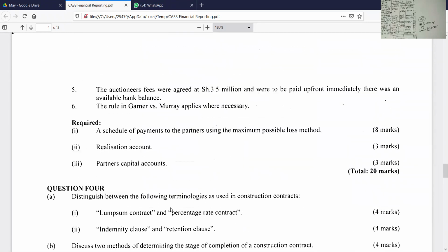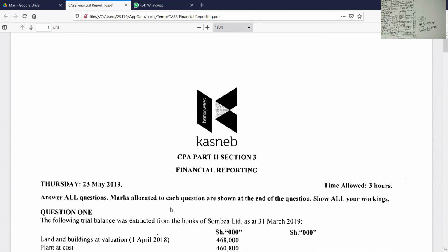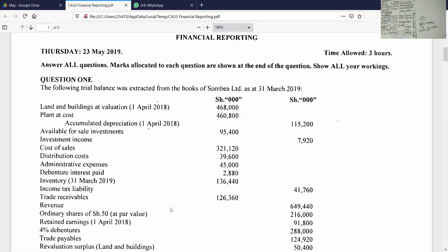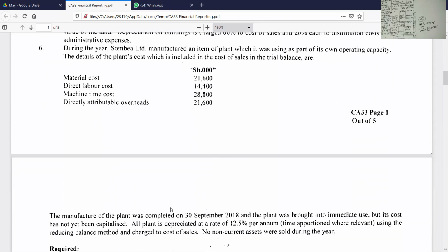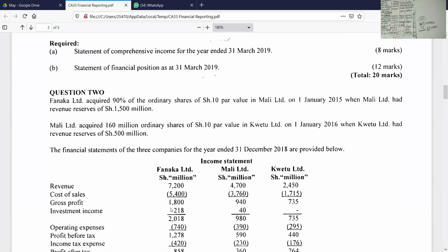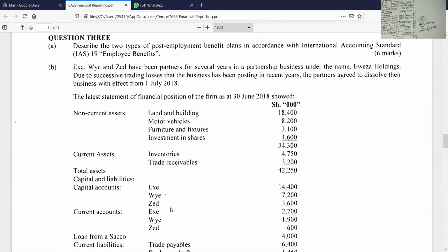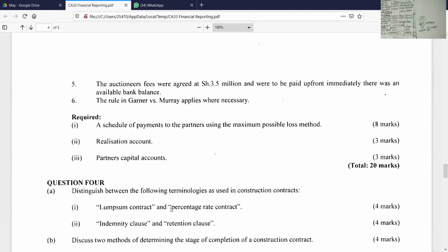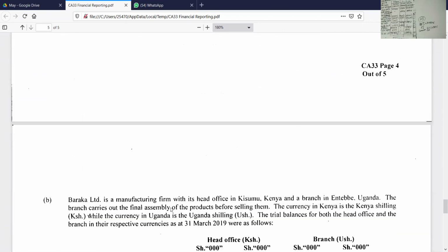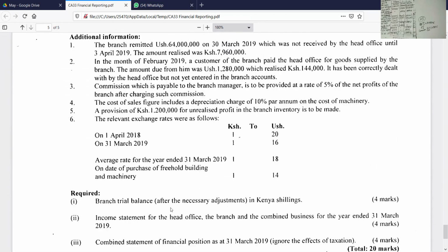And this is which year? This is 2019, and that one was 2009. Obviously you don't have those past papers, but some of us, we have them. Another one. So those are the 2 questions they repeated. The others were just new questions.